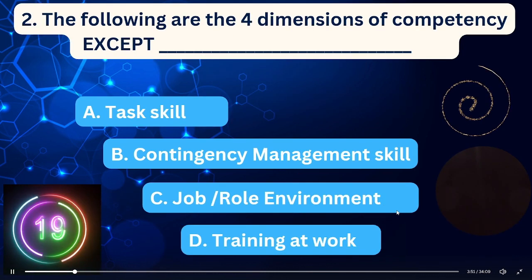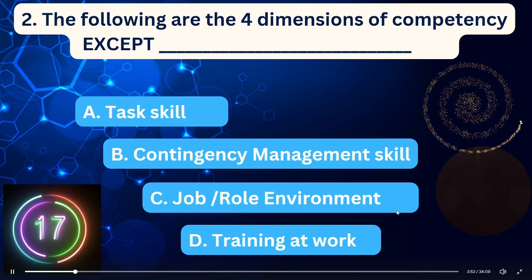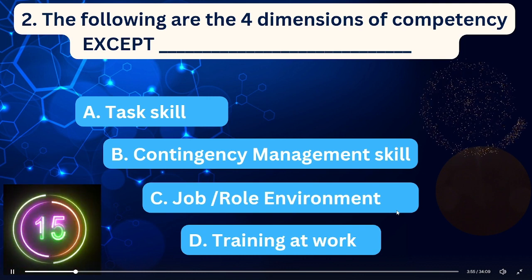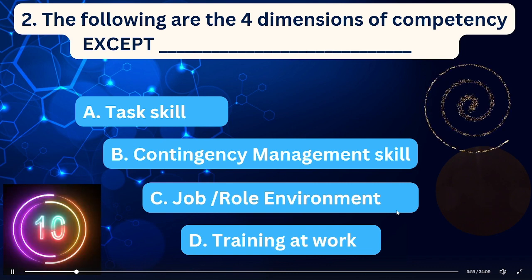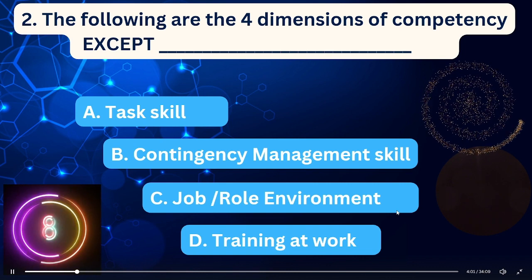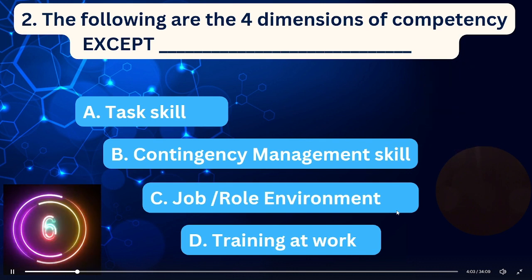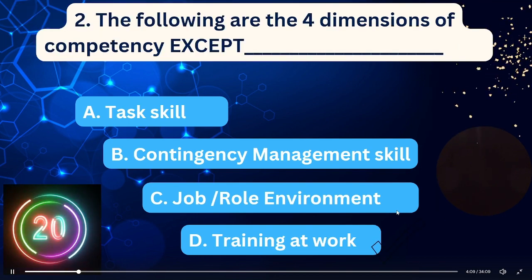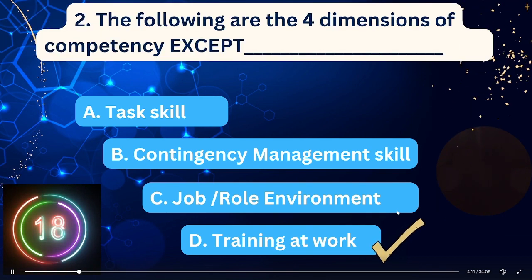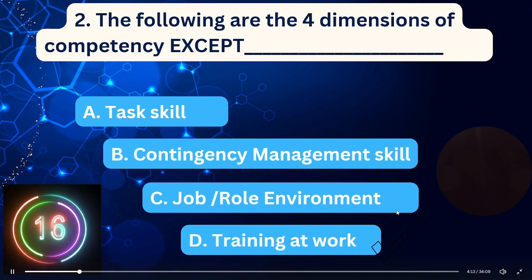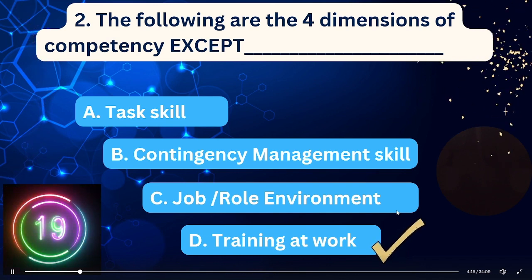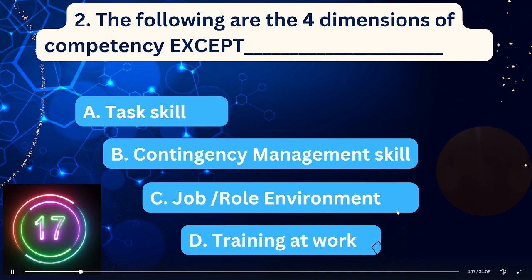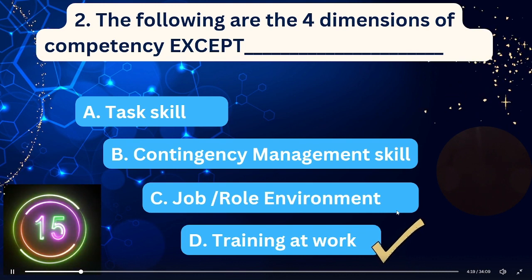Number 2. The following are the four dimensions of competency except A. Task skill, B. Contingency management skill, C. Job role environment, D. Training at work. The correct answer is training at work. Training at work is all about learning new skills which support you in doing your job in a formal or semi-formal setting.